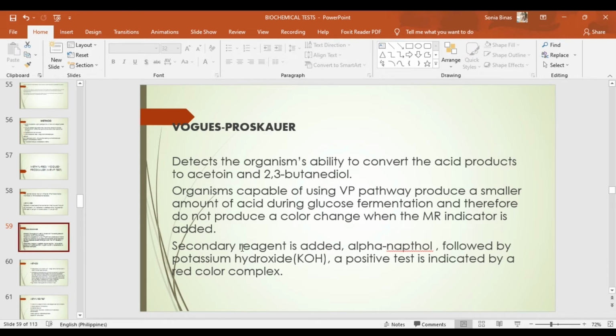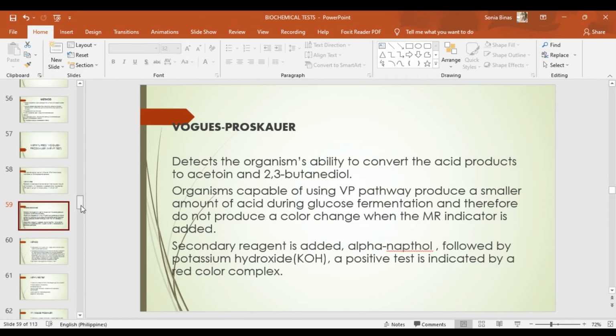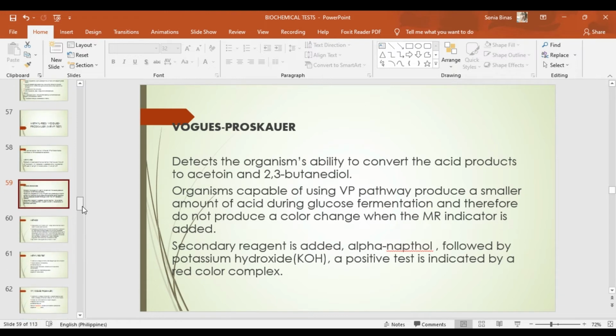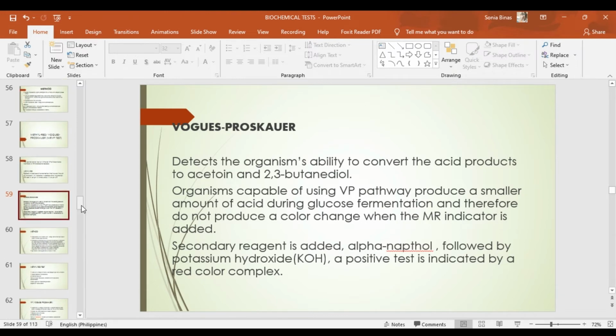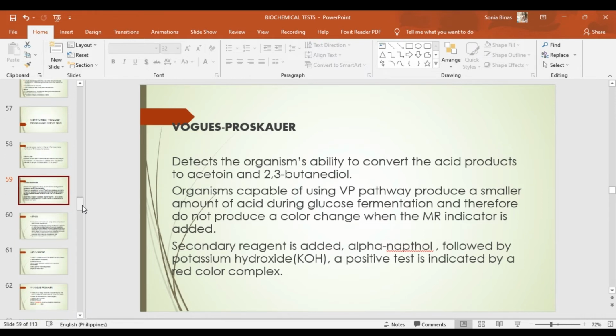But the MRVP testing should be used in conjunction with other confirmatory tests to differentiate organisms among the Enterobacteriaceae. So, hindi lang tayo dapat magbe-base sa ating MRVP dahil meron pang ibang test to differentiate our members of Enterobacteriaceae. So, meron tayong TSI. Ano po?